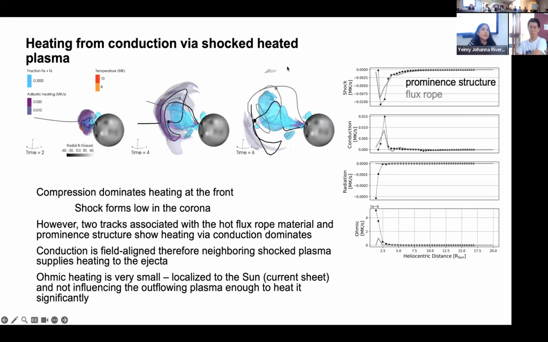What we're finding is that within the two structures that we're tracking with the tracer particles, the heating experienced by those two plasma structures was due to field line conduction via the shock plasma at the CME front. There is this huge compression that dominates the front. If you remember, the CME reached roughly 2,000 kilometers per second in the low corona, very quickly exceeding the Alfvén speed and forming a shock in the front. You can see that in the three time steps that we've taken here.